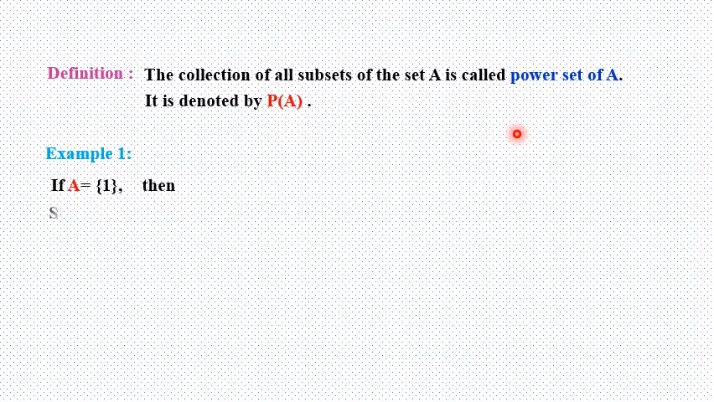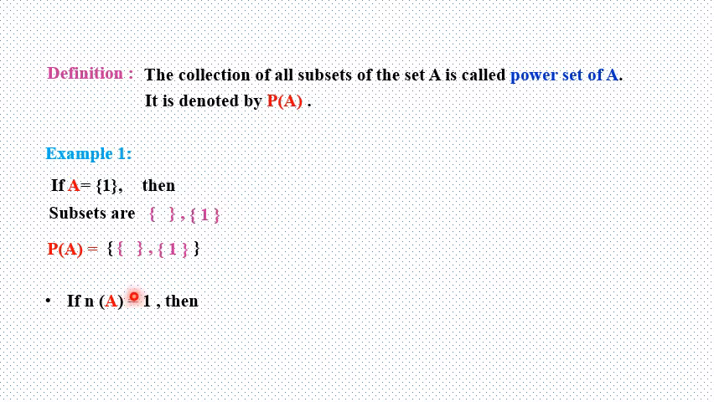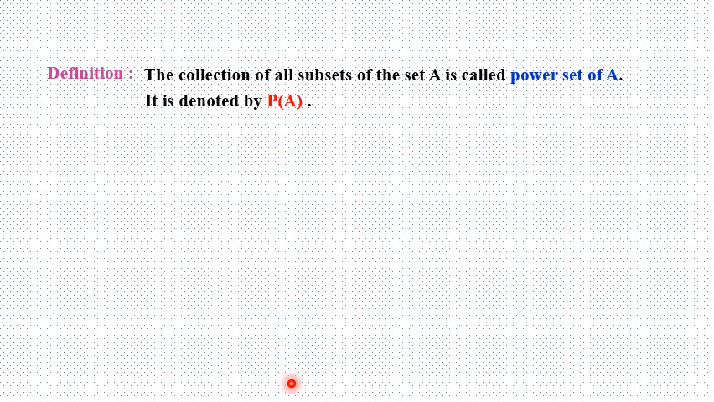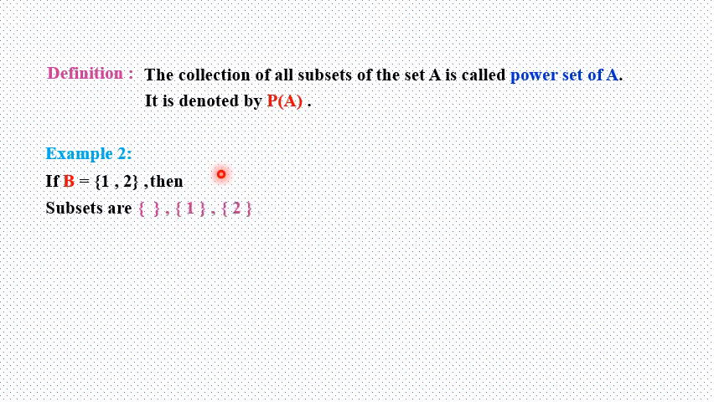Now let us take an example. If A equals {1}, then the subsets of A are the empty set and {1} only. P of A equals {∅, {1}}. So if the number of elements in A is 1, then the number of elements in P of A is 2 raised to 1, because you got 2 sets here. Similarly, I can take example 2. I take set B having 2 elements, correct. Then the subsets are {1}, {2}, {1, 2}, and the empty set.